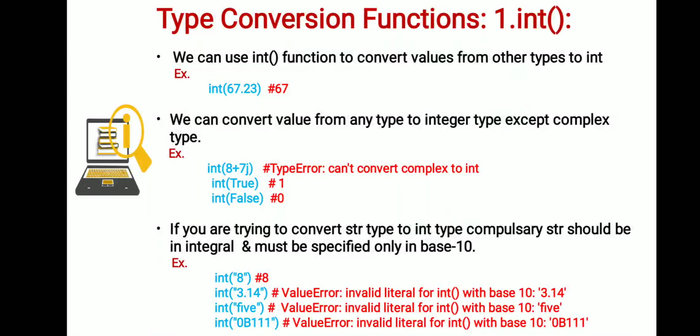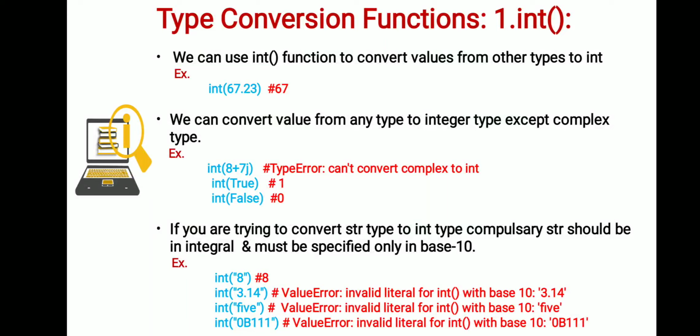Hello student, in the previous video I explained type conversion in Python. So we know that there are two types of type conversion: first is implicit type conversion and second is explicit type conversion. Now in explicit type conversion we have five inbuilt type conversion functions. Out of those, we'll learn the first type conversion function today, that is int.